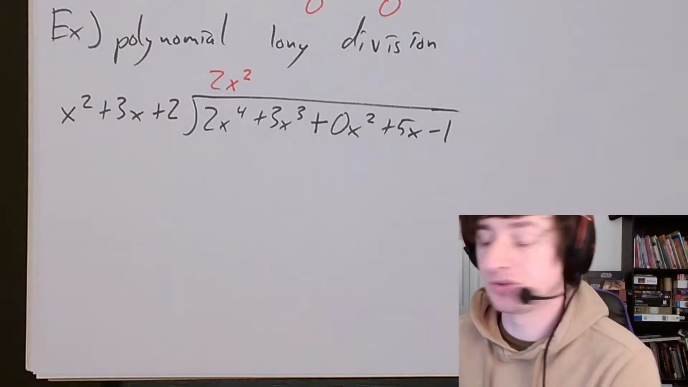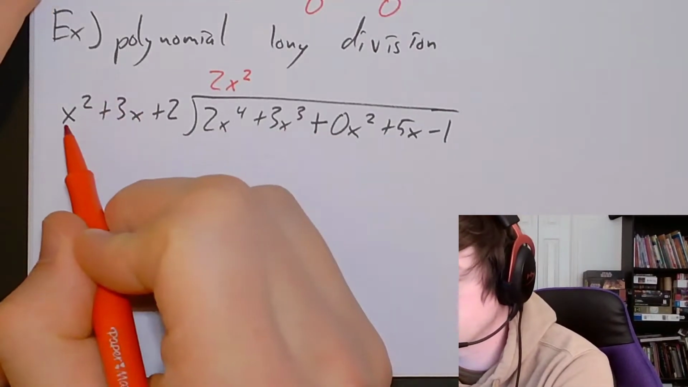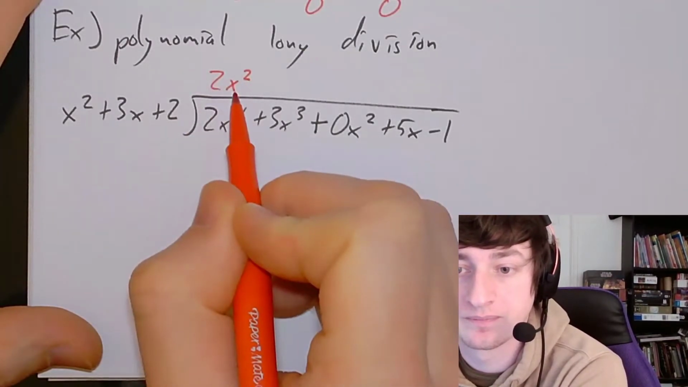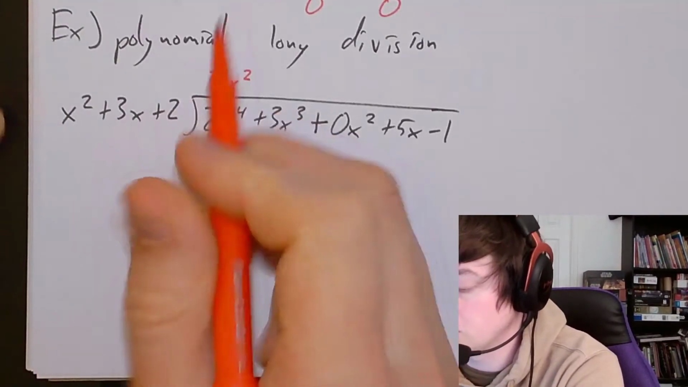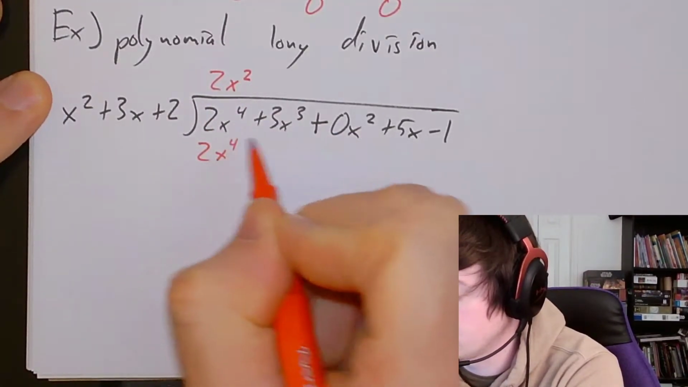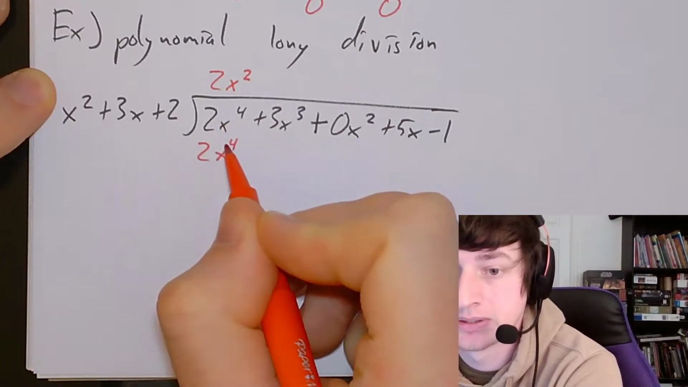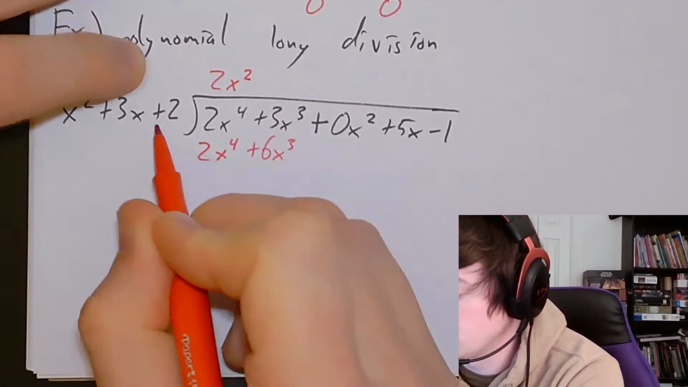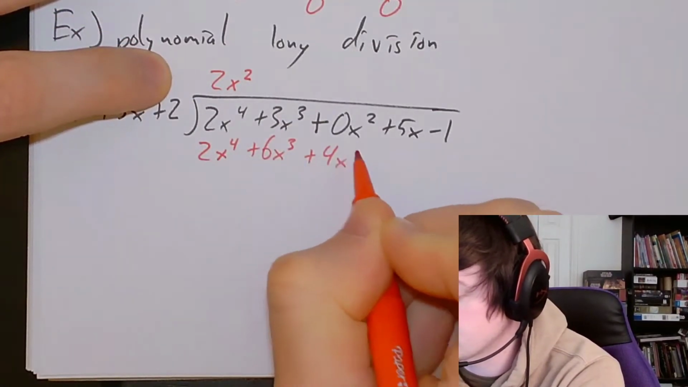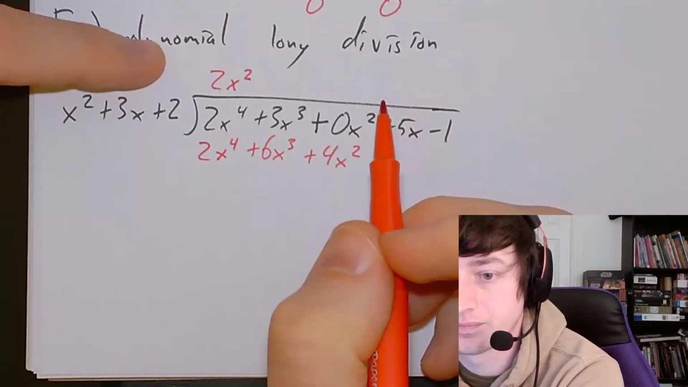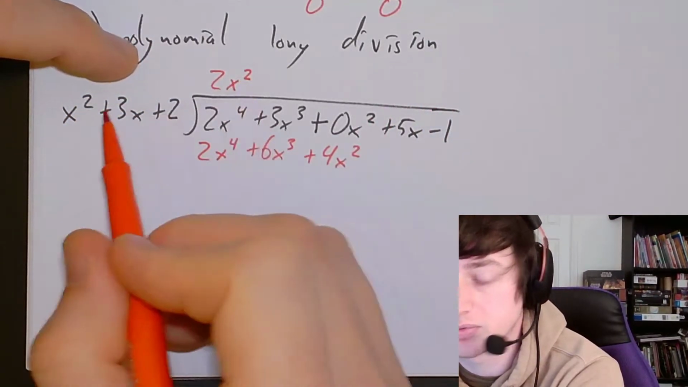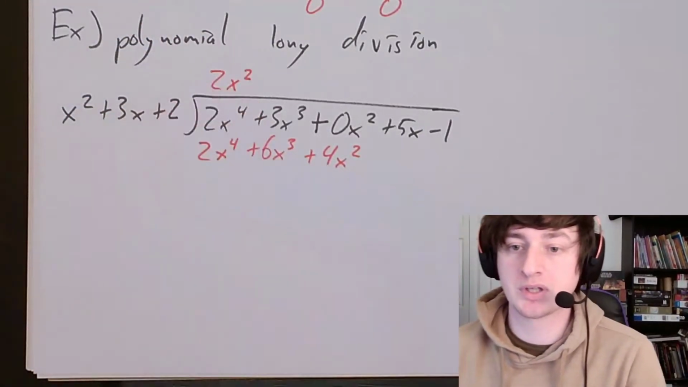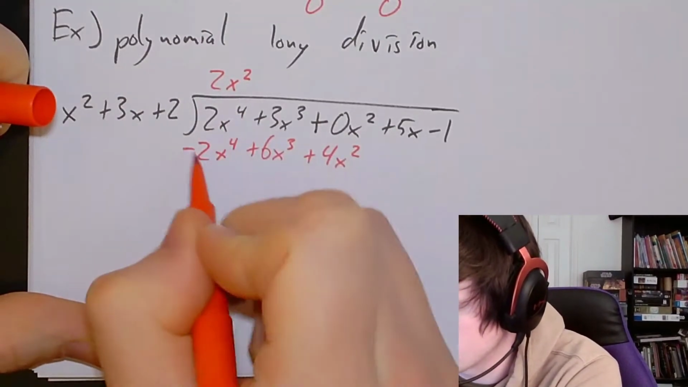And so now I'm going to multiply everything, x squared plus 3x plus 2, times this 2x squared. And so that's going to give me 2x to the fourth. So those first terms match. And then 6x cubed plus a 4x squared. Right, so I multiplied 2x squared times x squared, times the 3x and times the 2, and I got this red thing. So we multiplied those together. And now I'm going to subtract.